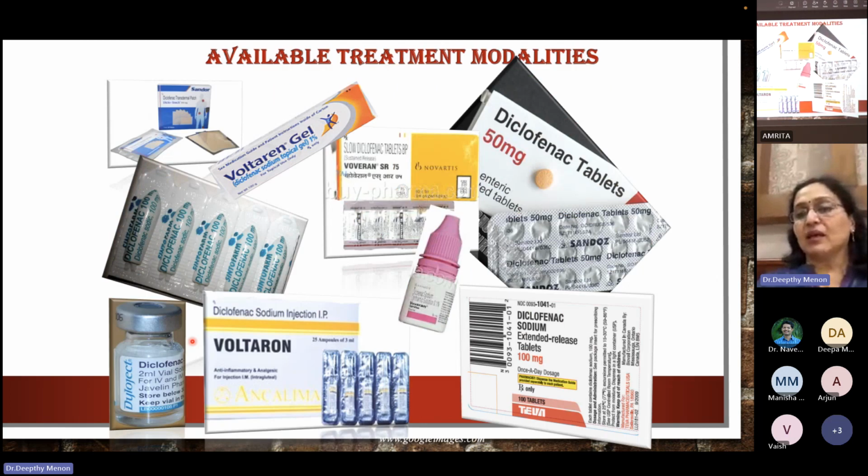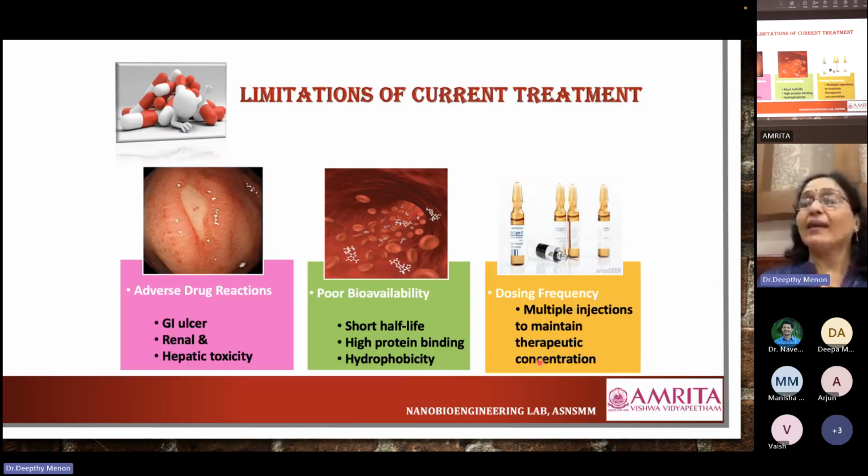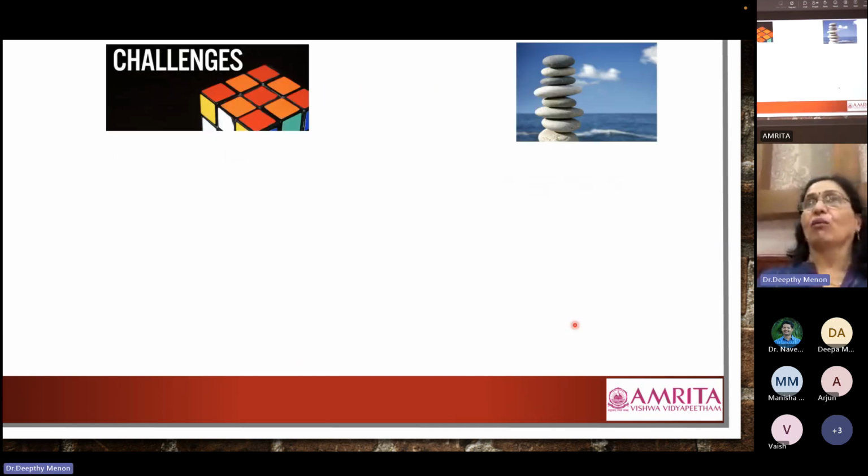You know what? See the drug dose, 100 milligram, and this is prescribed 3 times a day. Why? Because the drug has very poor bioavailability. The drug gets eliminated very fast, short half-life, and very high protein binding. So most of the drug is really not available, mainly because it's highly hydrophobic. So what happens? The doctors give multiple doses. Multiple injections are also given to maintain therapeutic concentration. So we are posed with all these challenges.